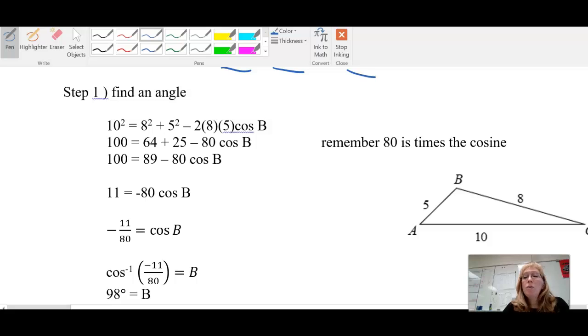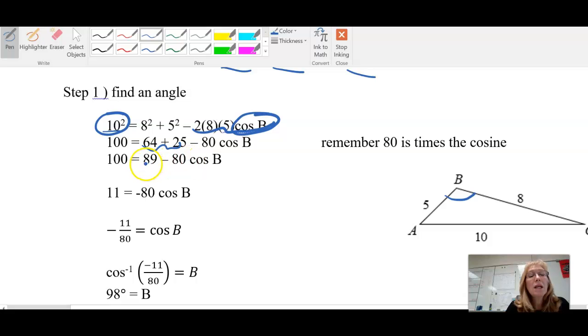So if I chose 10 right here, that means I am finding angle B. You always find this side equals this angle. So now we have to do our math, but carefully. So we got 10 squared equals 8 squared plus 5 squared. Remember, this goes together because it's multiplication. So now I got 89, add these two, minus 80 cosine of B.